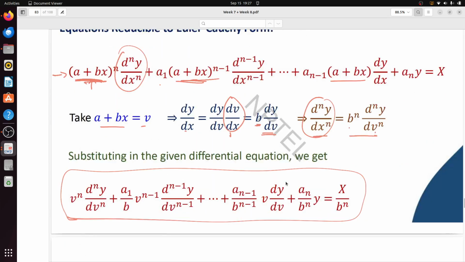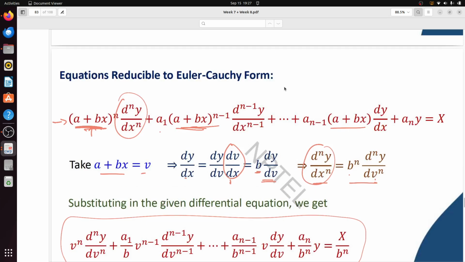Now there are also equations reducible to Euler-Cauchy type. For example, you have a plus bx to the power n. Then there is no problem using a direct substitution, such as for a plus bx, you use ln of a plus bx as z. Then also you can proceed similarly, there is no harm in it.